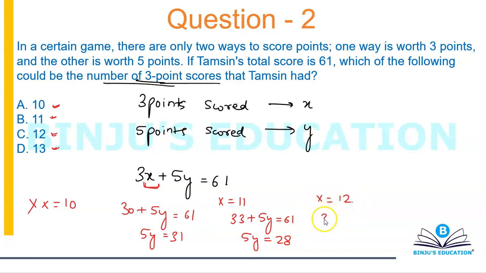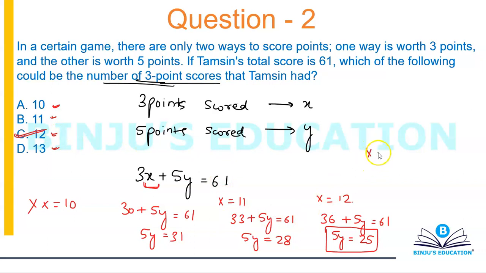So this is going to give me 36. 3 into 12 is 36 plus 5y is equal to 61. So 5y will be equal to 25. Now I know this is going to give me an integer value. So my answer is 12. You can try for 13 also.